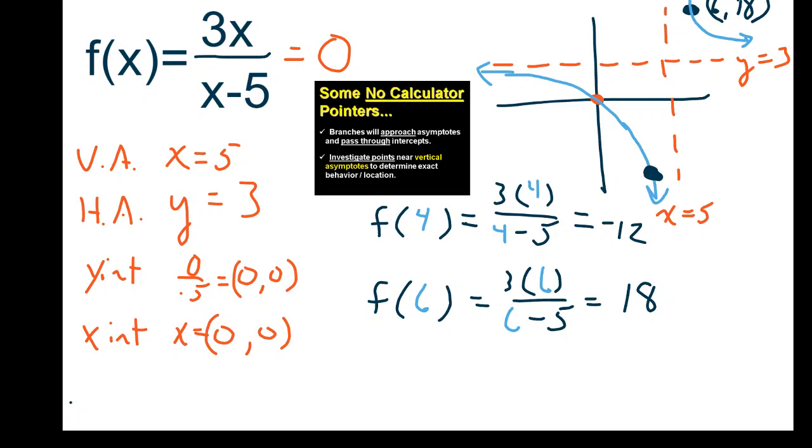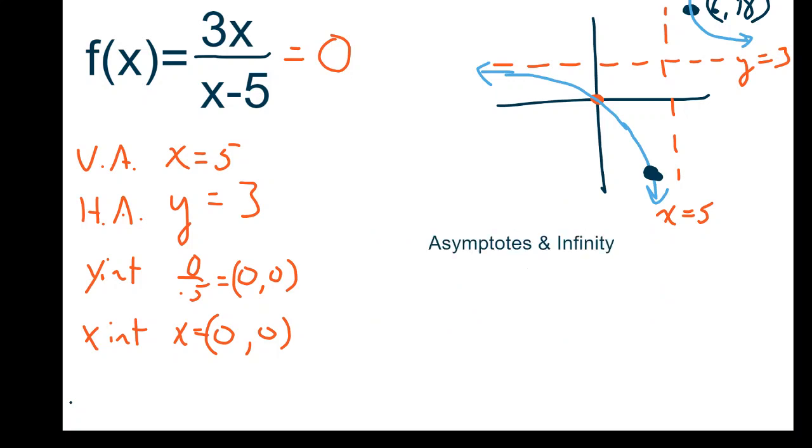So we've successfully drawn a graph that approaches the asymptotes and passes through the intercepts. We've also investigated a couple points that are on each side of the vertical asymptote. That way we would be able to know the exact location and behavior of each of these branches. Now I'd like to add one more idea to our concepts of rationals, just to allow us to think about how infinity, the concept of infinity, can also connect with asymptotes.